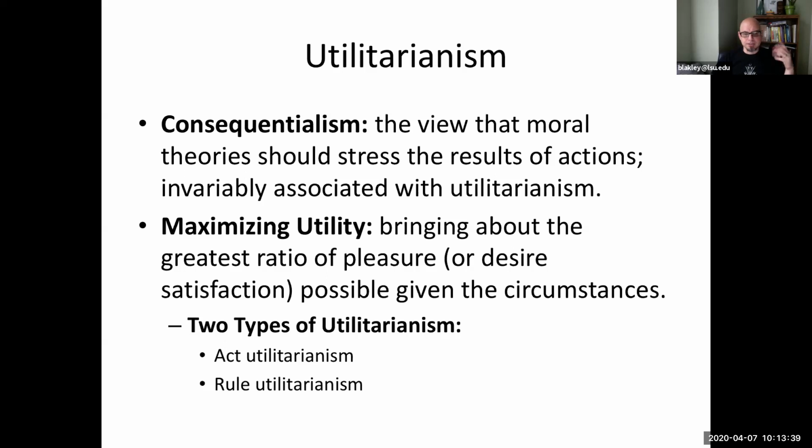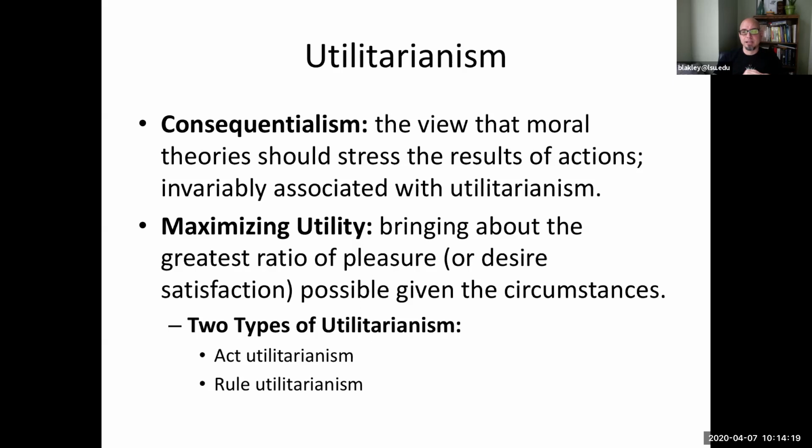So consequentialism. This is not particularly unrelated to this idea that your actions have consequences, that lesson that parents all try to teach us, to get us to think about what we're doing before we do them. But the idea of consequentialism in moral theory is that what's morally relevant about an action is not the intention that the agent gives for why they perform the action, but the consequences of that action. So as your textbook puts it, and which is a perfectly good way of putting it, it's the view that moral theories should stress the results of actions.